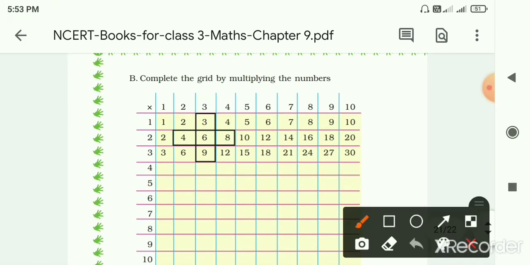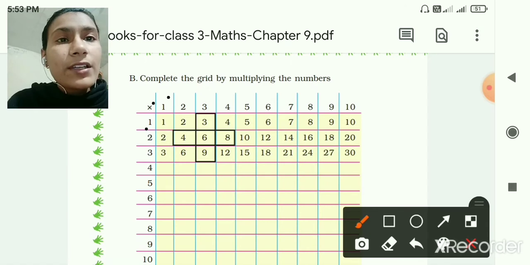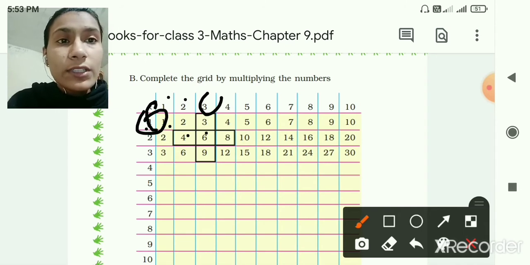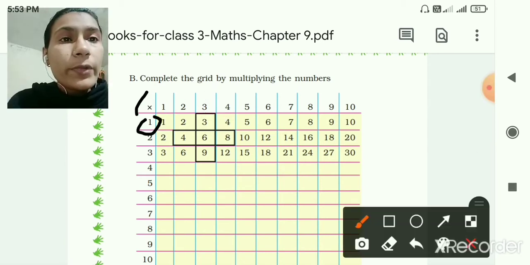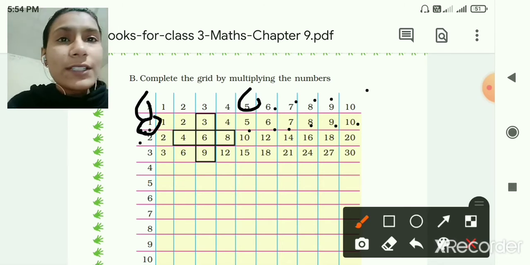So you can see here 1 multiplied by 1 is equal to 1, 1 multiplied by 2 is equal to 2, then 1 multiplied by 3 is equal to 3, 1 multiplied by 4 is 4, then 1 multiplied by 5 is equal to 5, then 1 multiplied by 6 is equal to 6, 1 multiplied by 7 is equal to 7, 1 multiplied by 8 is equal to 8, 1 multiplied by 9 is equal to 9, and 1 multiplied by 10 is equal to 10.